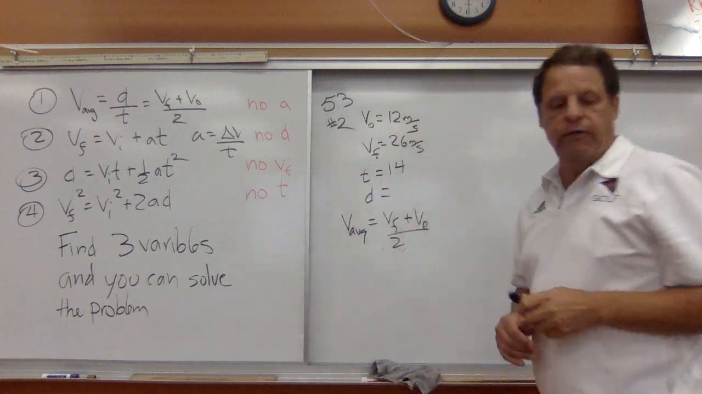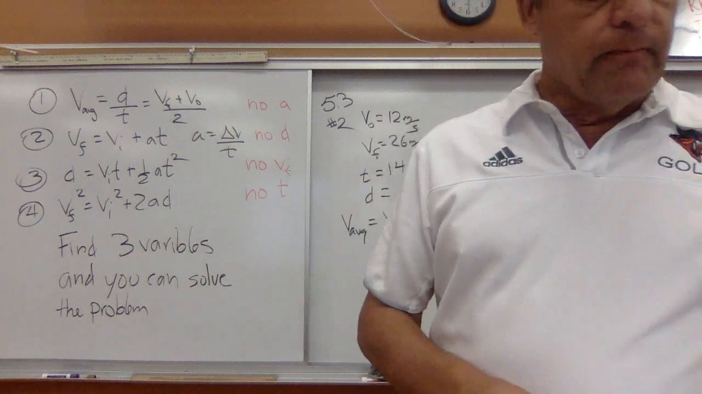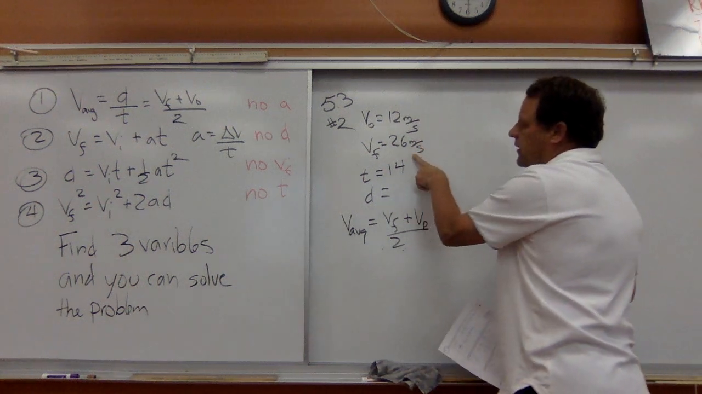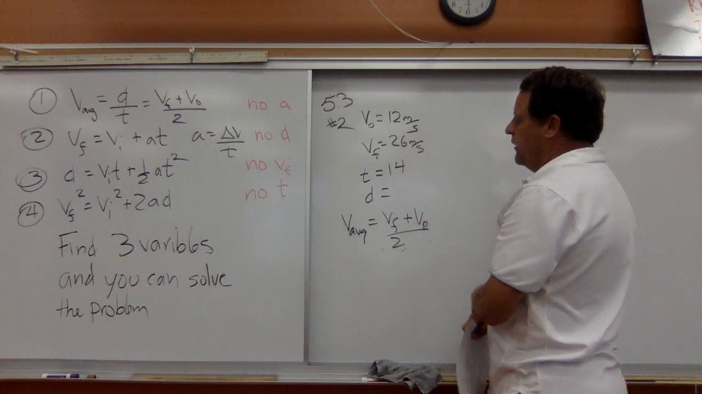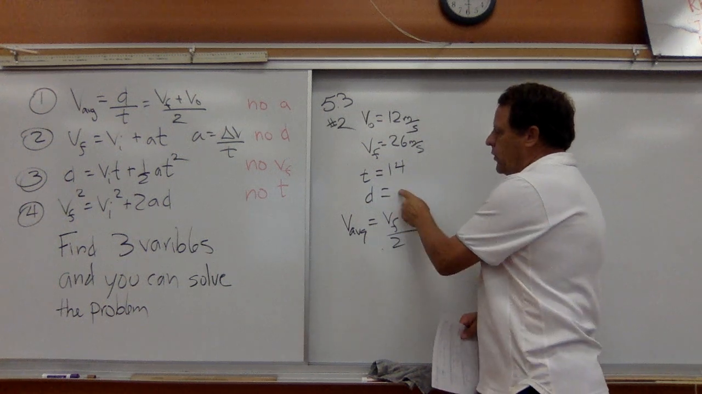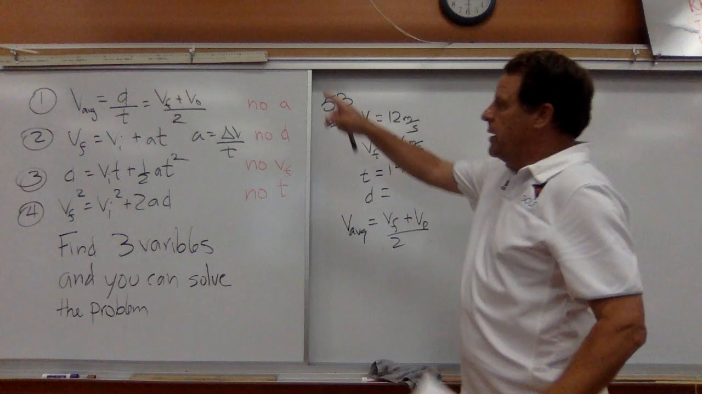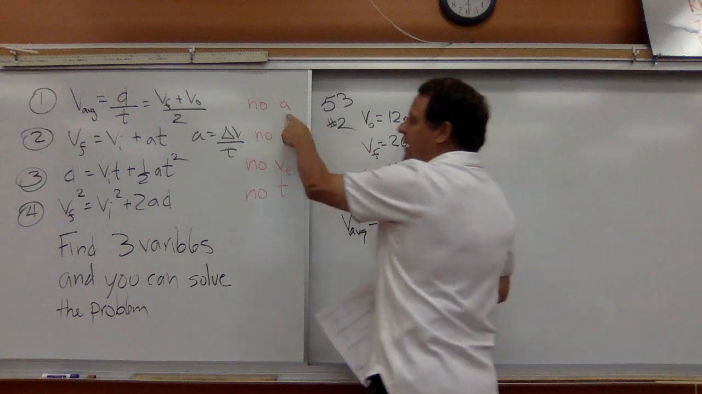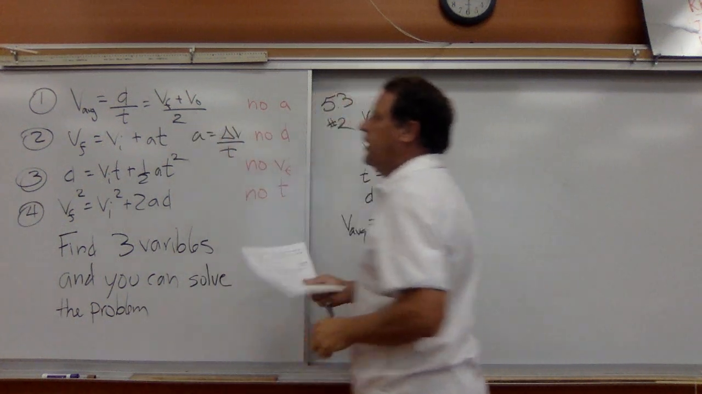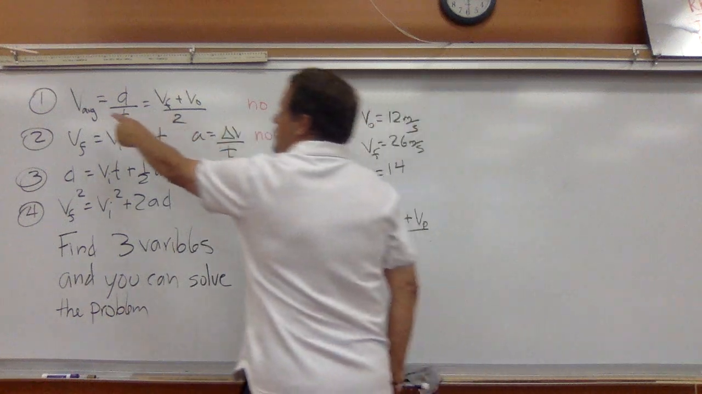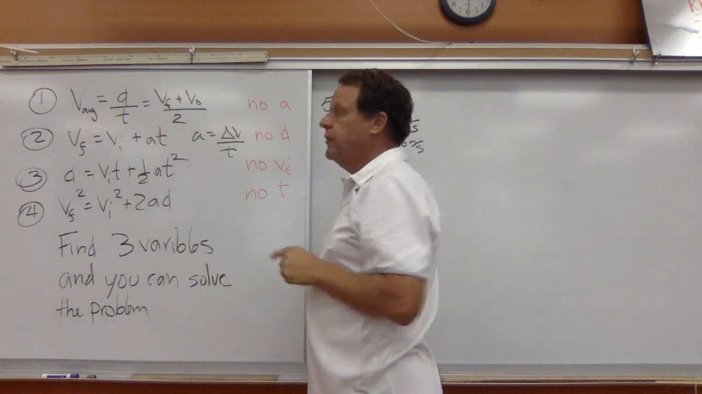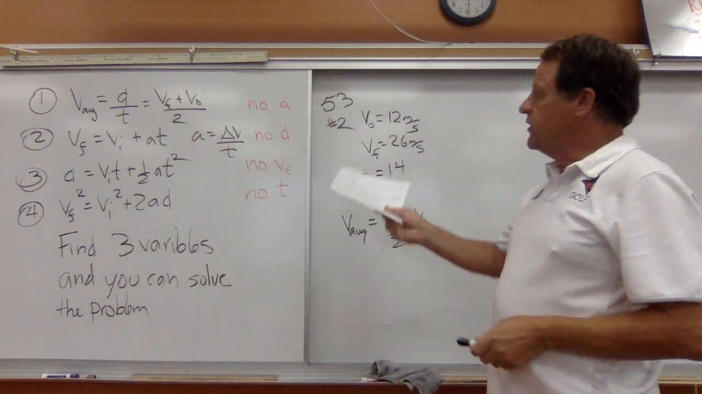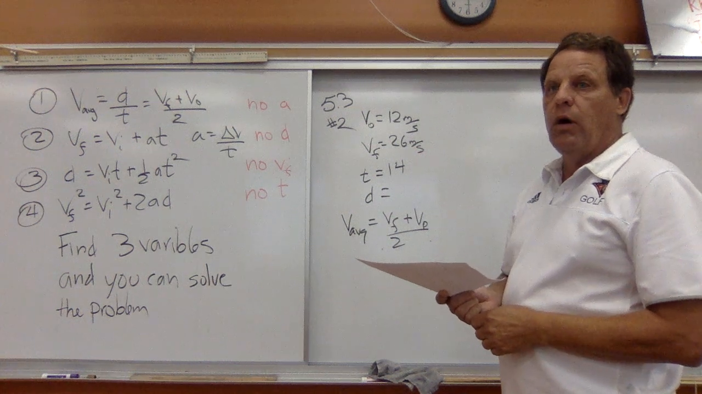5.3 number 2. What will be the displacement of a train moving with an initial velocity of 12 and a final velocity of 26 if it takes 14 seconds? We're looking for the displacement. Going back to these equations, we're not given an acceleration, so we're going to use this first equation: average velocity is equal to displacement over time, and v final plus v initial over 2 if it's accelerating. Since it's changing velocity, we know it's accelerating.